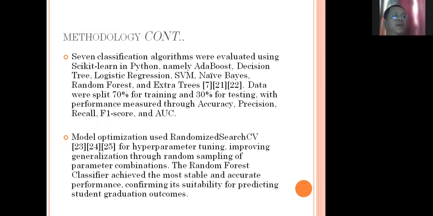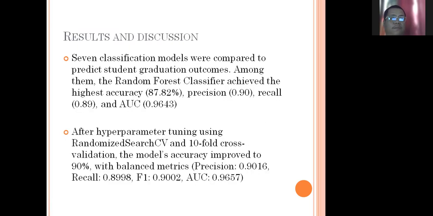So for the methodology continuation, seven classification algorithms were evaluated using scikit-learn in Python, namely AdaBoost, Decision Tree, Logistic Regression, Support Vector Machine, Naive-Bayes, Random Forest, and Extra Trees. Data were split into 70% for training and 30% for testing, with performance measured through accuracy, precision, recall, F1 score, and AUC. Model optimization used randomized search CV for hyperparameter tuning, improving generalization through random sampling of parameter combinations. The random forest classifier achieved the most stable and accurate performance, confirming its suitability for predicting student graduation outcomes.